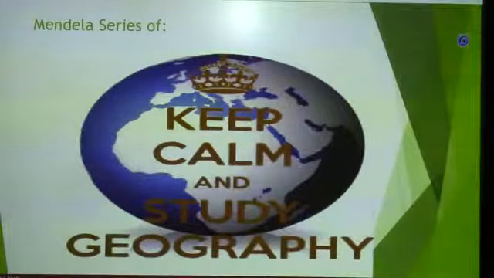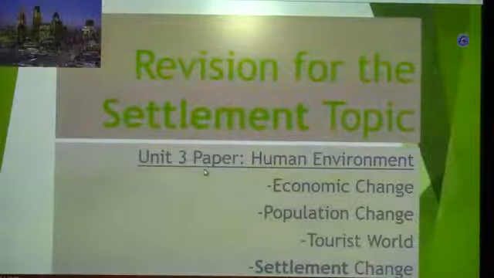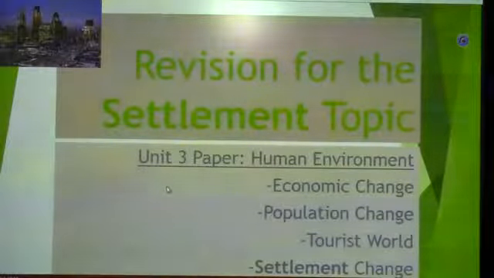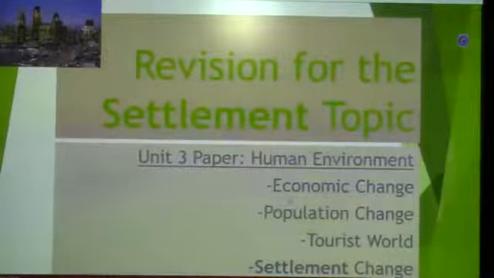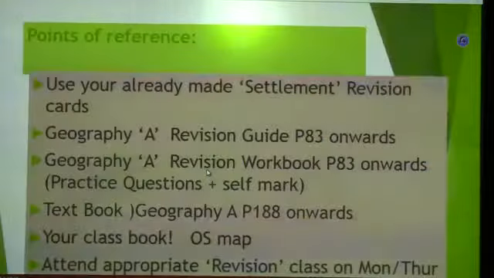Okay, this is part of the Keep Calm and Study Geography series. In today's session we're going to be looking at the settlement topic. The settlement topic is part of the Unit 3 paper that you will be sitting on the 6th of June. On the 6th of June you'll be answering 4 questions: economic change, population change, tourist world, and indeed settlement change, which we are looking at in today's session.